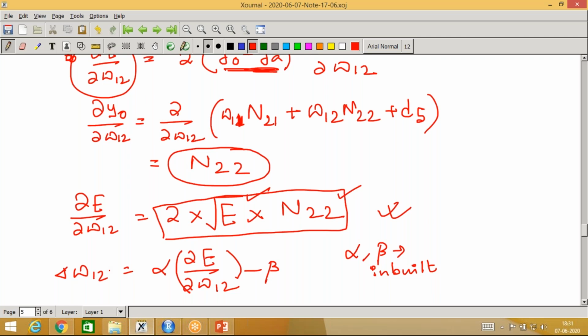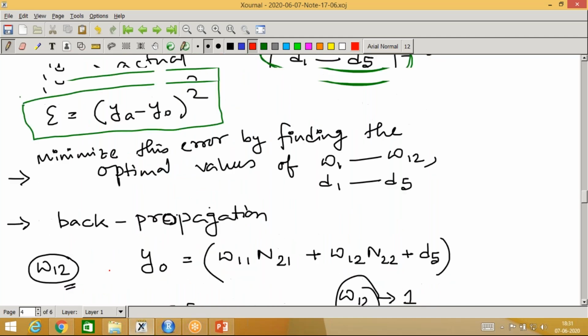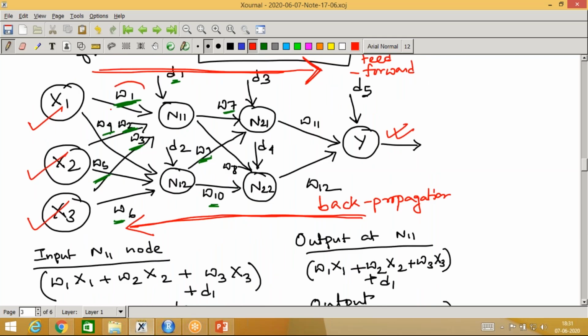Now for W12 it is easy. I will do it for one more. Let us do it for W1. I have done it for this one. This one was easy. Let us do it for W1 and understand what that means.